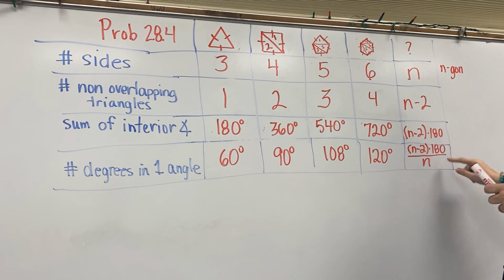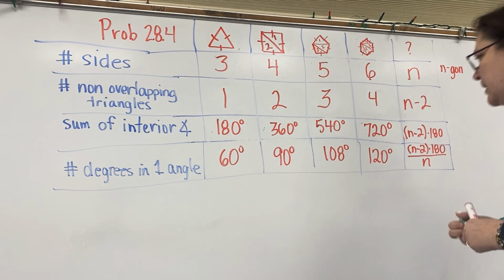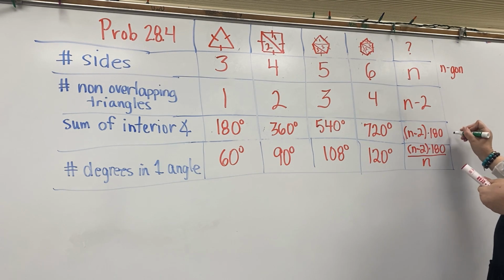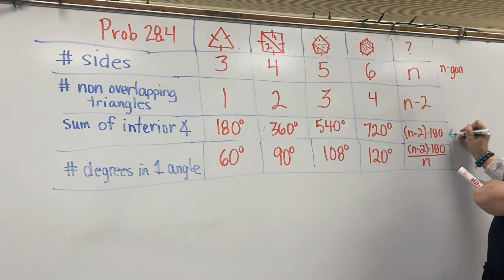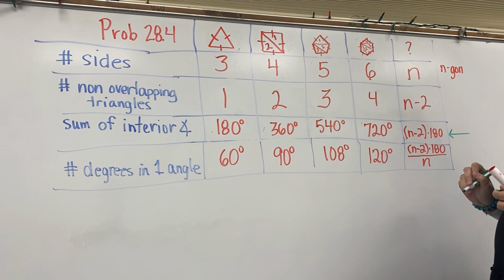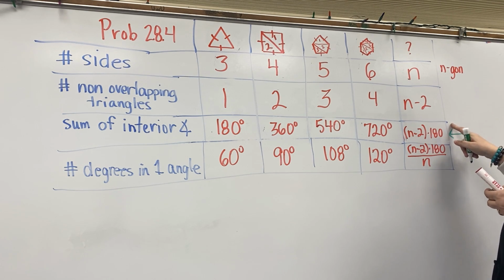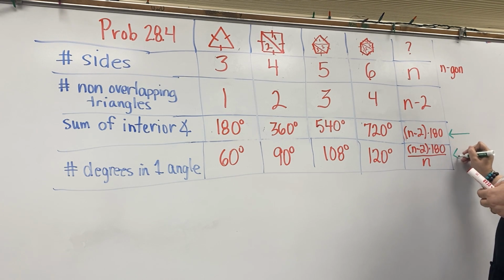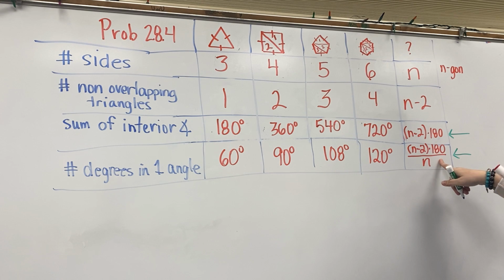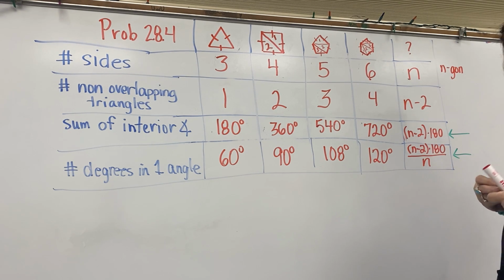You need these 2 formulas in your book. If the problem asks for the sum of the interior angles of a polygon, any polygon, you need that one. If it asks for the number of degrees in one angle of a regular polygon, then it's this one, divide by n. Make sure both of those are in your notebook.